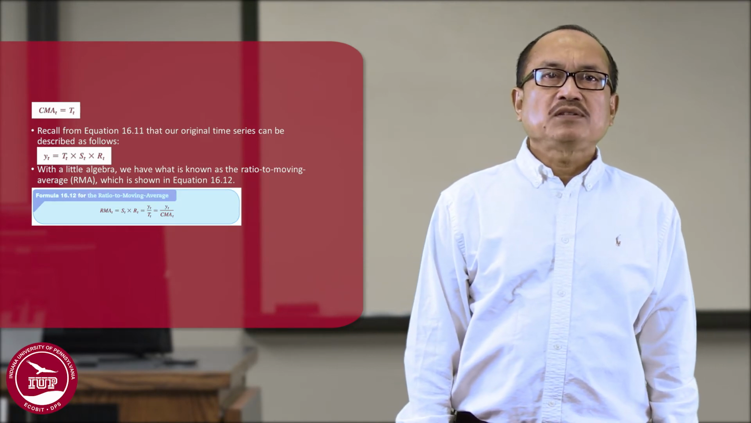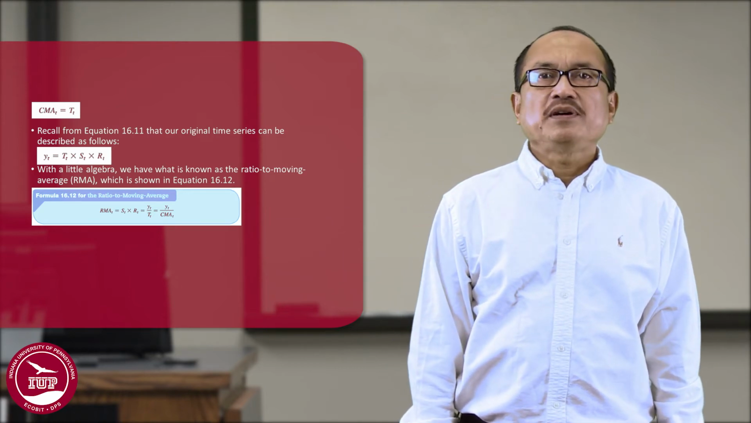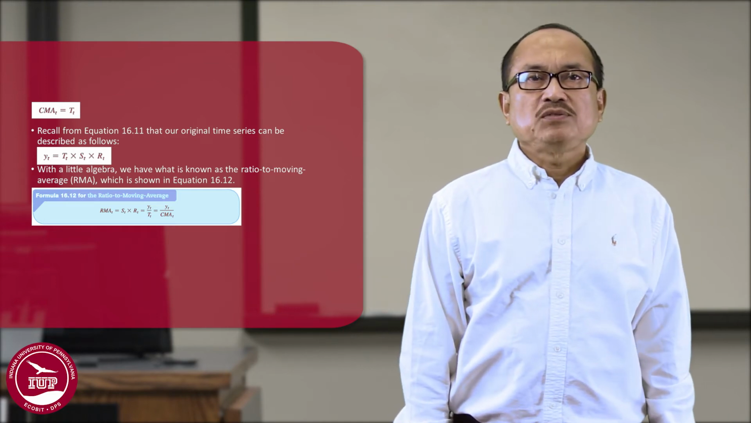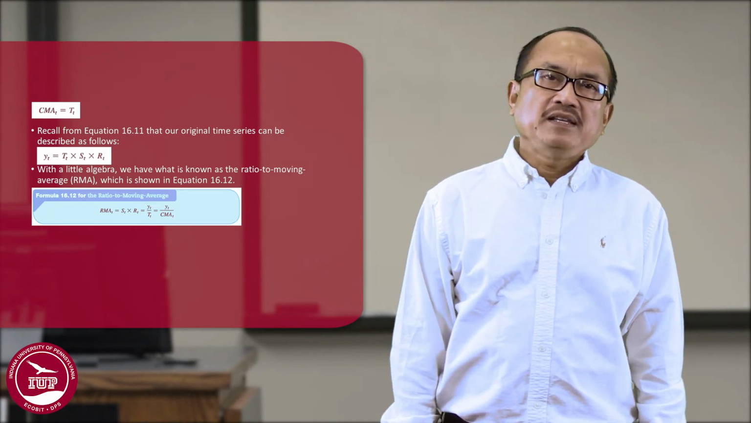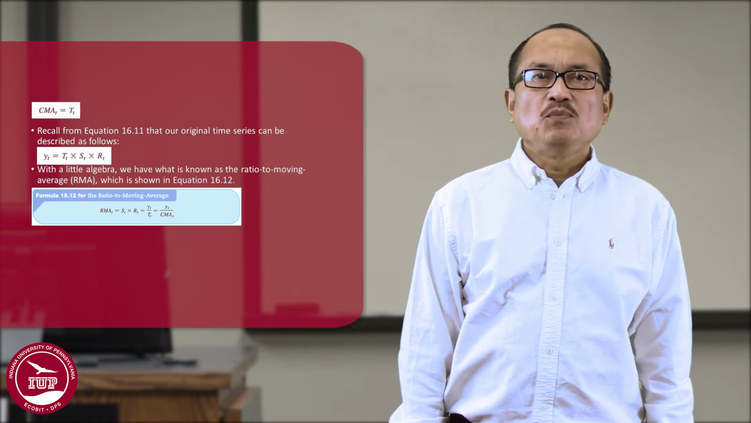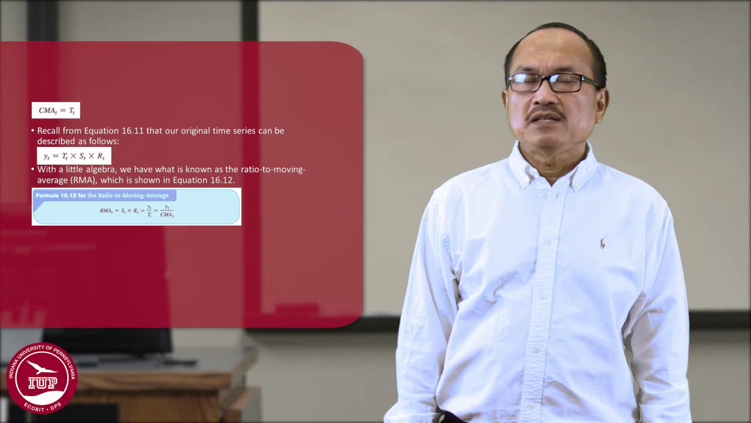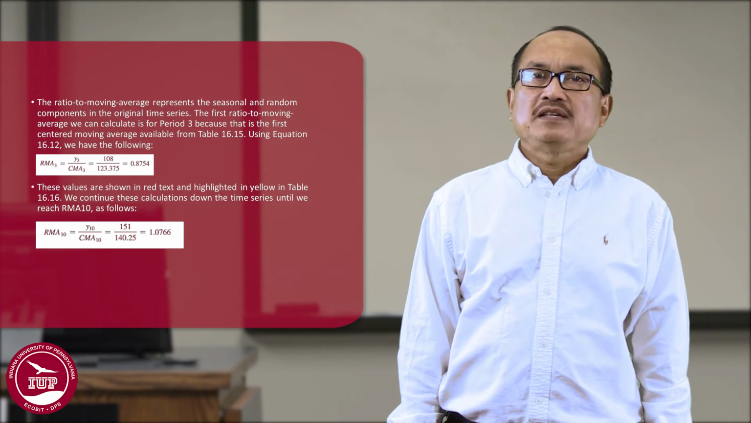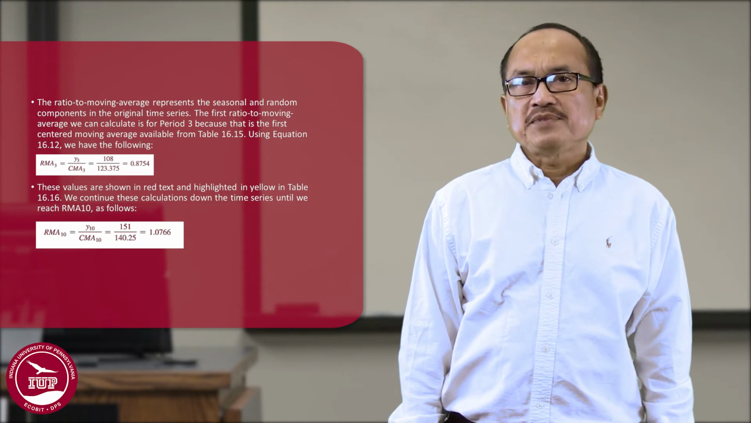CMA_t equals T_t. Recall from equation 16.11 that our original time series can be described as follows: Y_t equals T_t times S_t times R_t. With a little algebra, we have what is known as the ratio to moving average, or RMA, which is shown in equation 16.12. The ratio to moving average represents the seasonal and random components in the original time series.